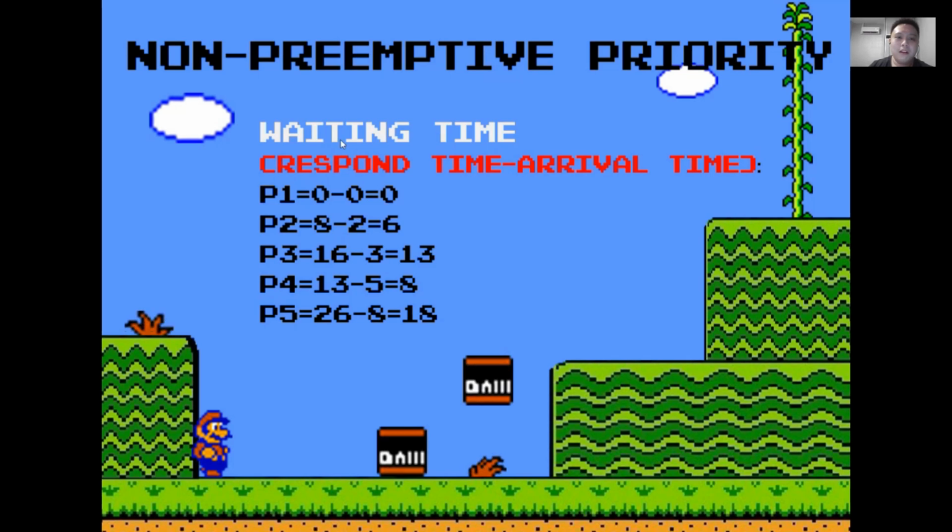Remember, you use the response time of itself, for example P2's own response time, minus its own arrival time. So P3 is 13 because 16 minus 3, P4 is 8 because 13 minus 5, and P5 is 26 minus 8 to get 18.